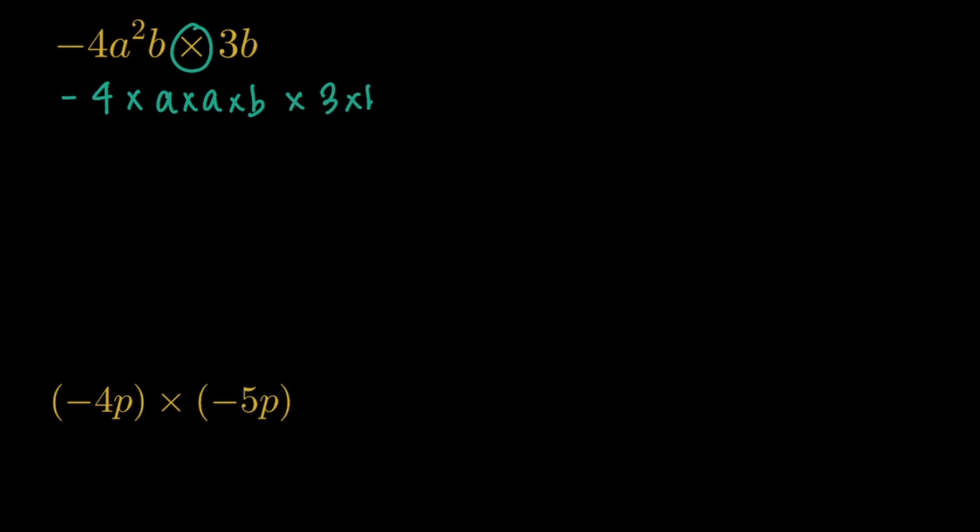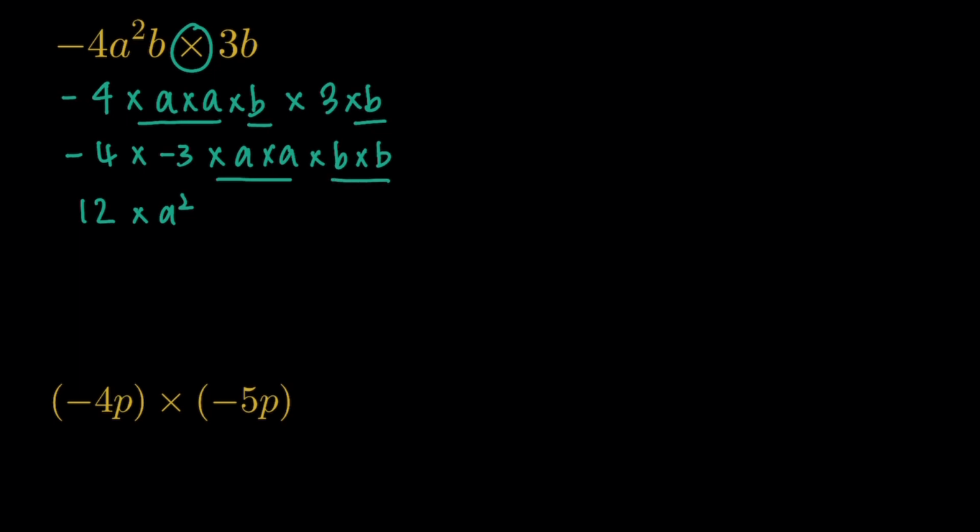3b, 3 times b. Then I'm going to put my numbers, negative 4 and times 3, together. Then I'm going to next put my letters together in alphabetical order. So I have a times a, and I have b times b. Negative 4 times 3 is negative 12 because a negative times a positive will give you a negative. So it's negative 12, and a times a is a squared, and b times b is b squared.